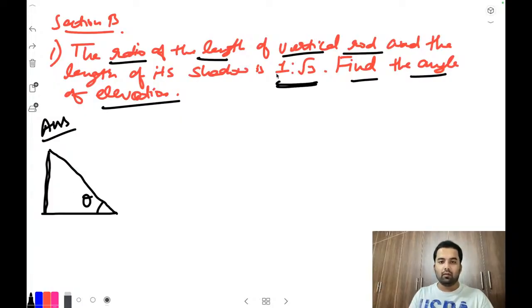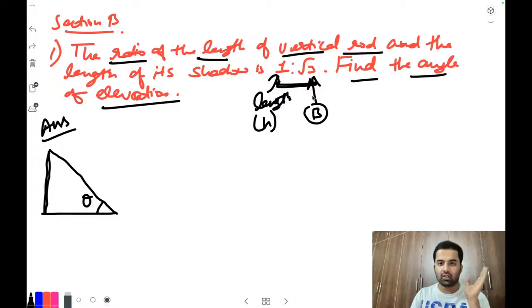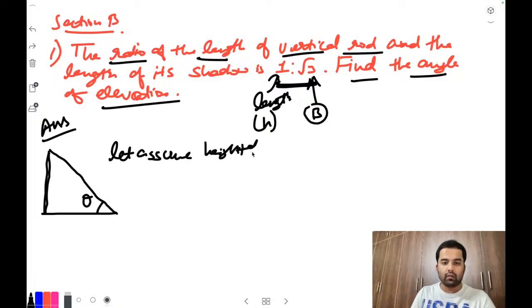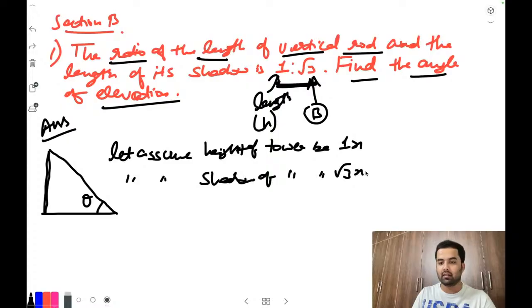Here, 1 is the value of what? 1 is the value of length, I mean the height, okay? And this is the value of what? Shadow, which means the base value. But in this question, we are having this in ratios. For ratio questions, we have to attach a variable with that one, okay? So first assume it. Let us assume height of tower, what you write? 1x, okay? Same way, let us assume shadow of tower root 3x, okay?